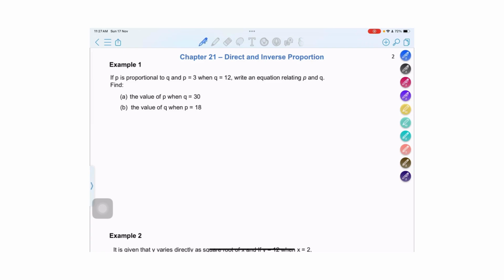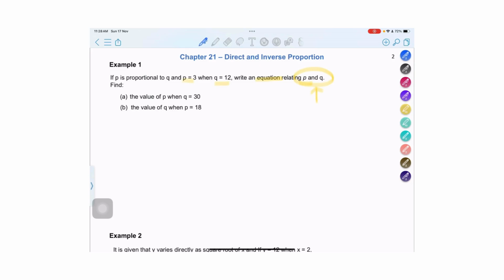Let's look at this example. It says P is proportional to Q, and when P equals 3, Q equals 12. Write an equation relating P and Q. In this question, there are actually three parts. In the first part, we need to form a direct proportion equation.